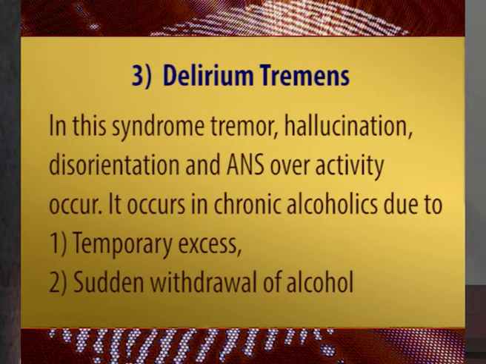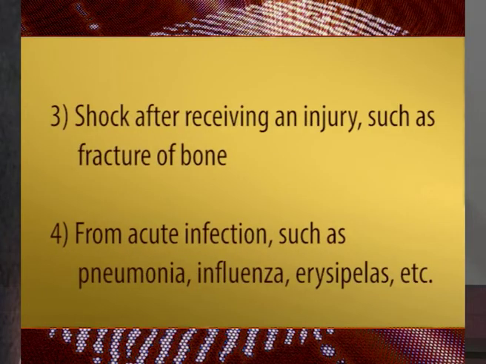Delirium. In this syndrome, tremors, hallucination, disorientation and ANS overactivity occur. It occurs in chronic alcoholics due to temporary excess, sudden withdrawal of alcohol, shock after receiving an injury such as fracture of bone, etc., or from acute infection such as pneumonia, influenza, etc.